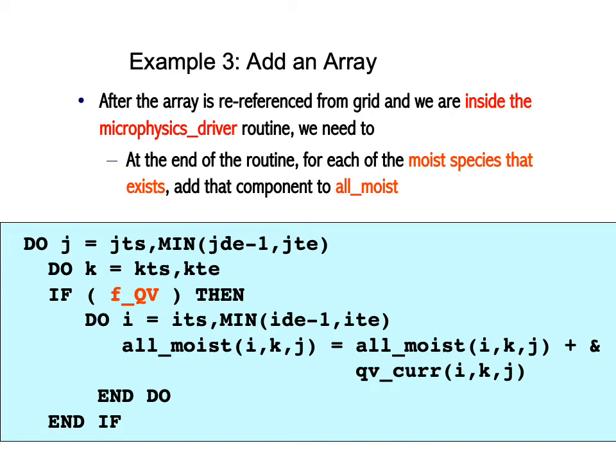There are a number of flags that go into the microphysics driver. F_QV is a flag that says, does this QV variable exist? So we would add a do loop with an if test that looked like this for each one of the moist species that we were interested in summing. So vapor, cloud, ice, rain, snow, graupel. We simply are saying all_moist is equal to all_moist plus the value of the vapor.